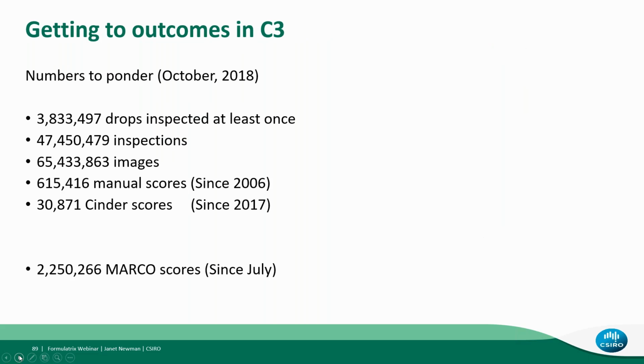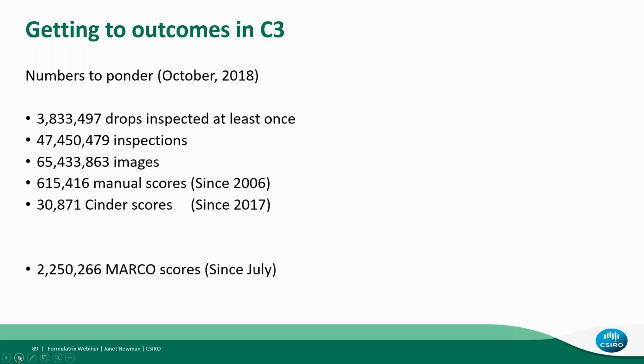And so how does this all help us? Well, from this month, I looked at some of the numbers in our database. We have about 4 million drops that we've set up, and we have 65 million images, of which 47,000 are visible light images.